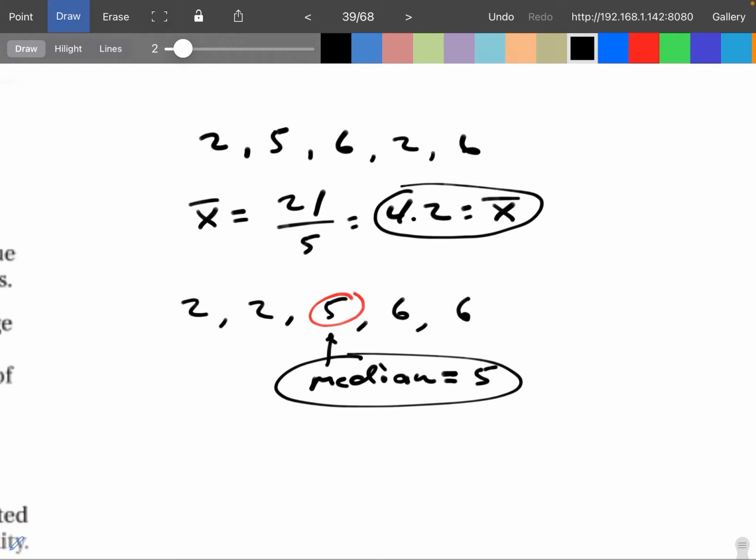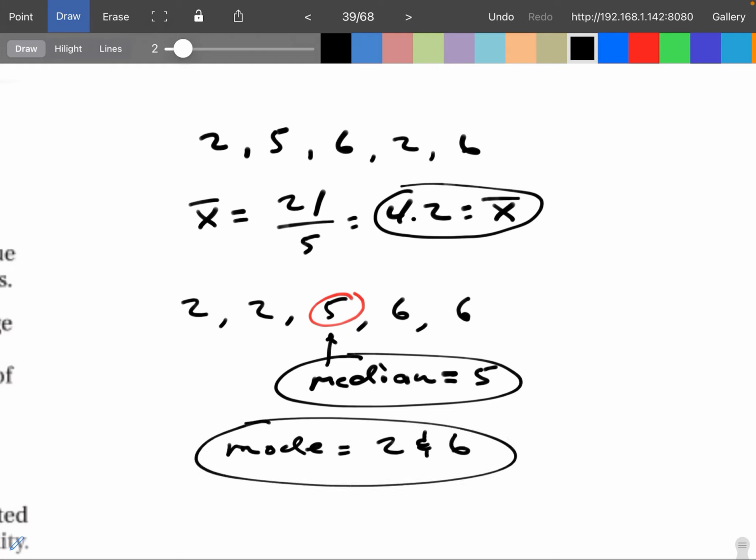Yeah, 2 and 6, right? They both occur more than once. So you can have more than one mode. It's a tie. They both occur twice. So then the mode on this one, you got 2 as a mode and also 6. So 2 and 6. So that's it for the first part.